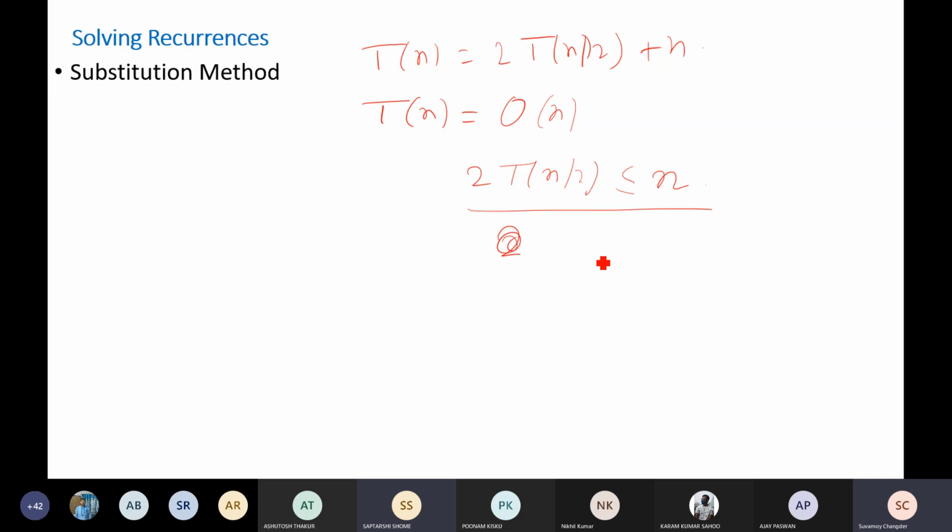So n plus n is less than or equal to 2 into n. So we are considering c equals to 2. Okay. Now consider n equals to 4.